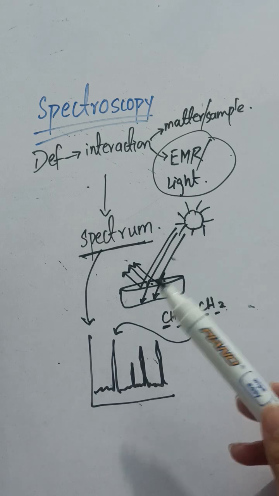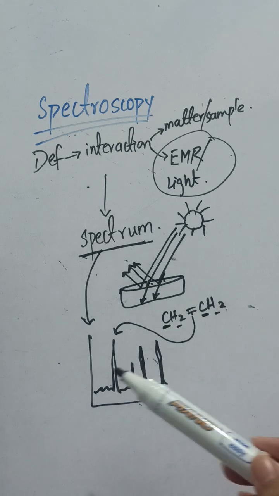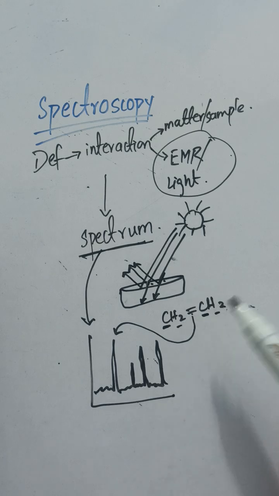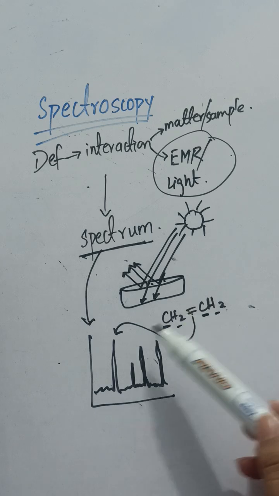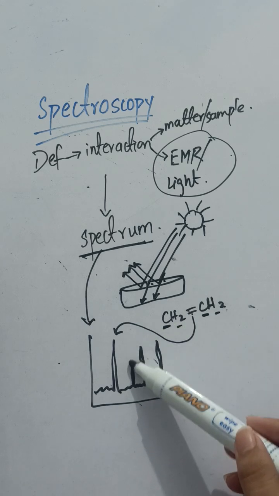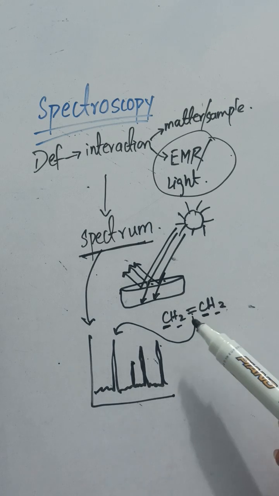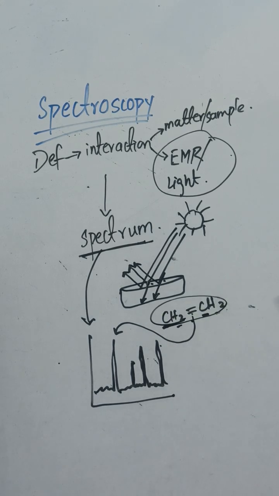You will do spectrometry and get a spectrum, and by observing these peaks you will find out whether it contains a double bond and what compound it is. For example, if this peak shows that it has a double bond, and this peak shows it has two hydrogens and two carbons, then you will find out that it is an alkene compound. Similarly, you can detect any sample by this method.